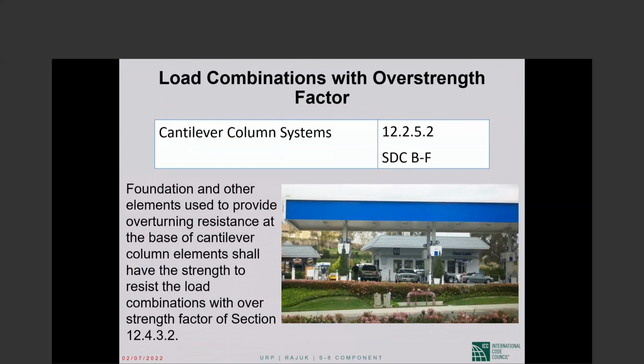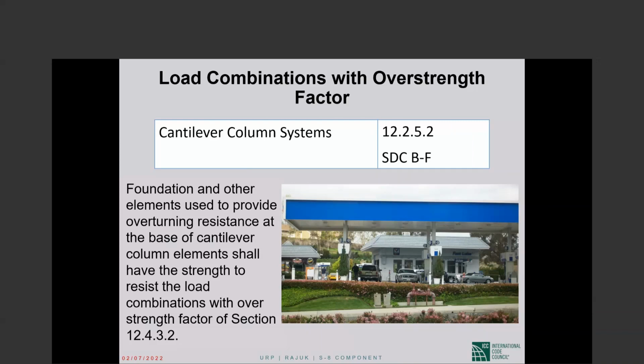Pretty much the final topic before I go to today's session. There are the regular load combinations that we saw, and then there are load combinations with overstrength factor, as they are called, in ASCE 7 as well as BNBC 2020.